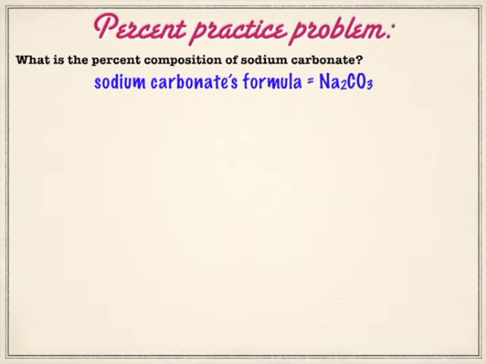Welcome back. So remember, the first thing we do for molar mass is figure out how many moles of each. We're going to pretend that we have 1 mole of sodium carbonate. It doesn't matter. And again, one of the big red herrings is to give you a mass, but that's not going to really do you any good. You need to find the relative mass of each element in the compound.